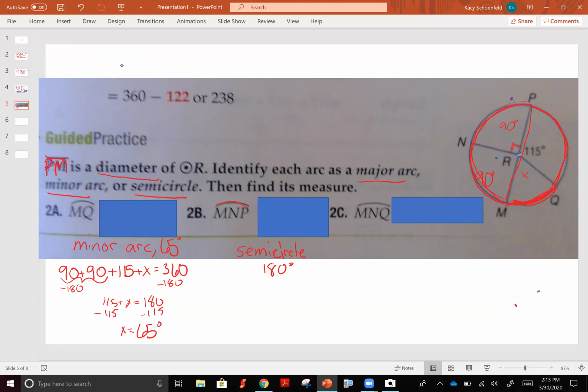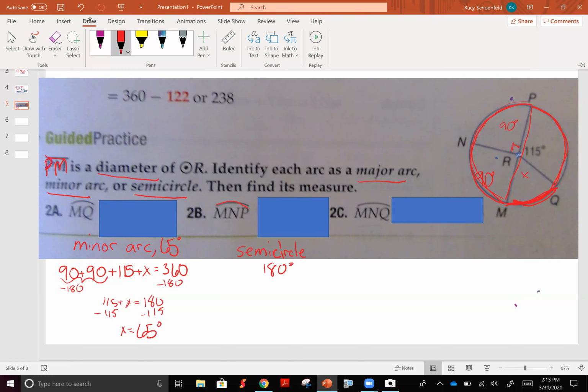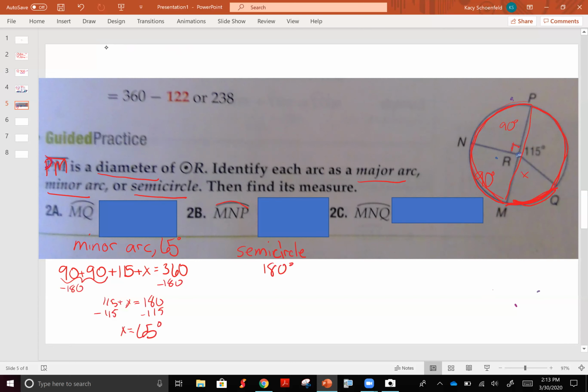MNQ. MNQ is a bigger guy. Let me do a different color for MNQ. I need to go all the way around. It's okay if I go through another letter when I accidentally hit P. What does this look like? It looks like everything but the piece that we already found. So it's helpful to find all the other pieces. MNQ is the major arc.